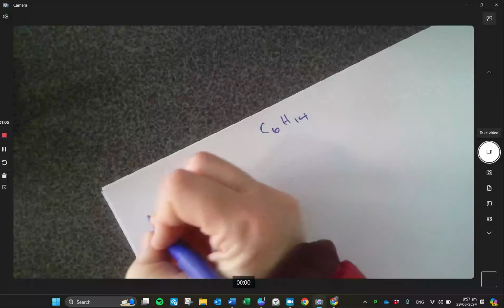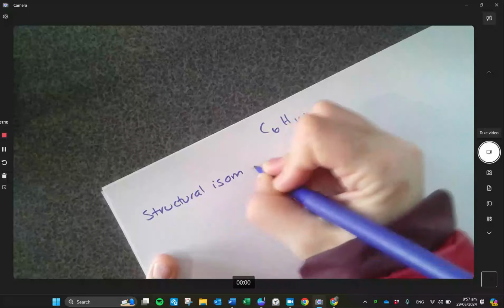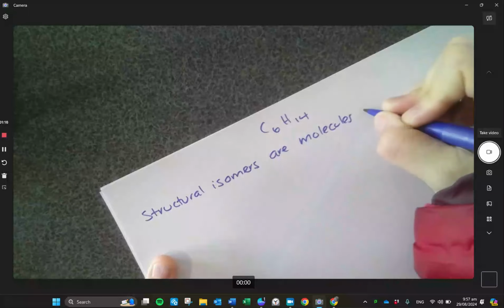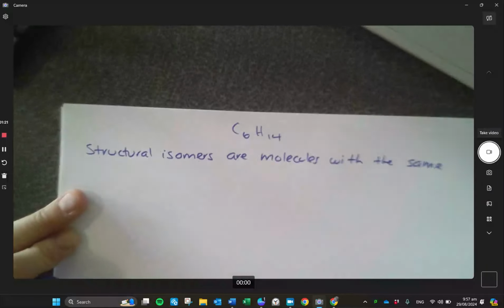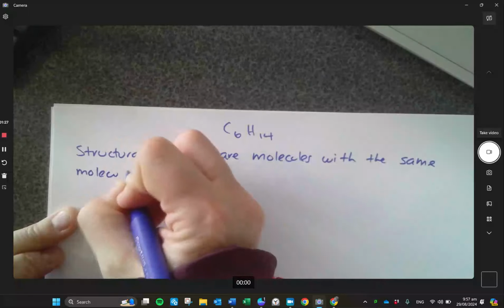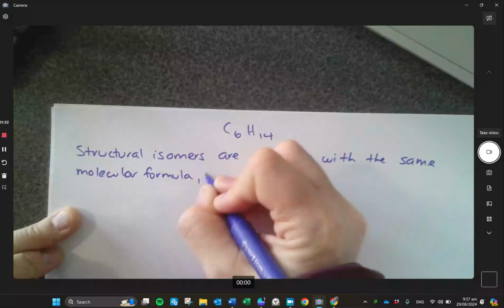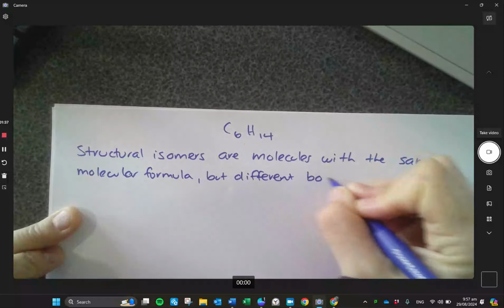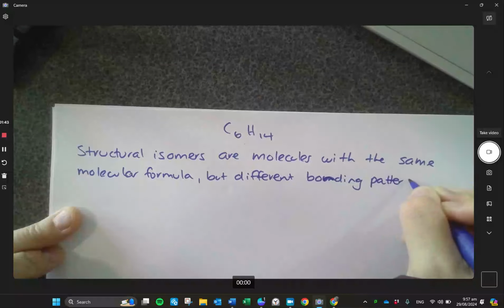So, structural isomers are molecules with the same molecular formula but different bonding patterns. Okay?